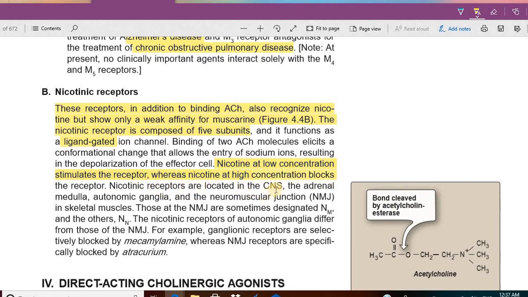Nicotinic receptors are located in the central nervous system, medulla, autonomic ganglia, and the neuromuscular junction in skeletal muscles. Those at the NMJ are sometimes designated NM and others NN. The nicotinic receptors of autonomic ganglia differ from those of the NMJ. For example, ganglionic receptors are selectively blocked by mecamylamine, whereas NMJ receptors are specifically blocked by atracurium.